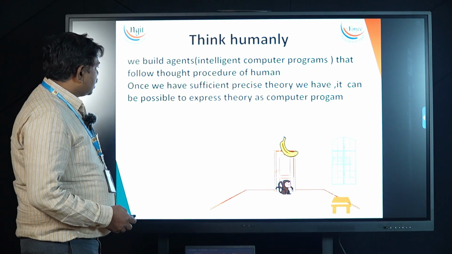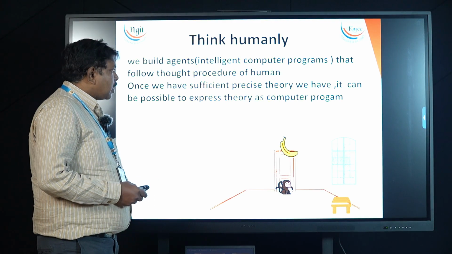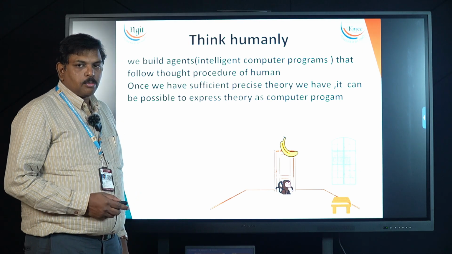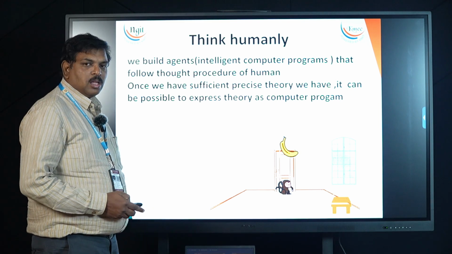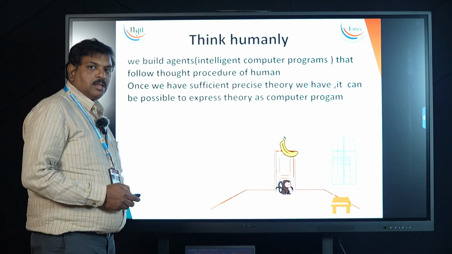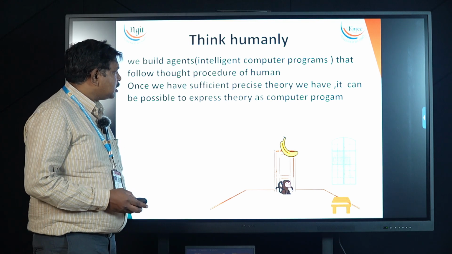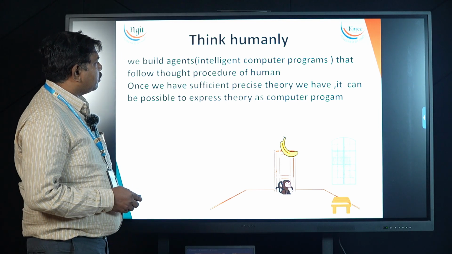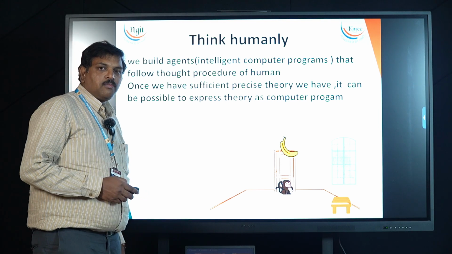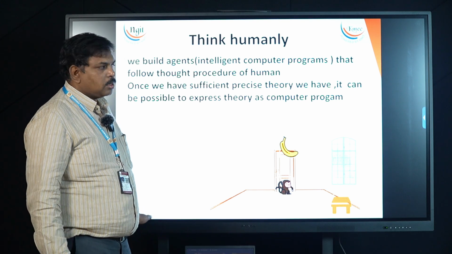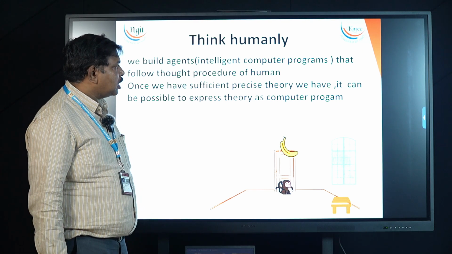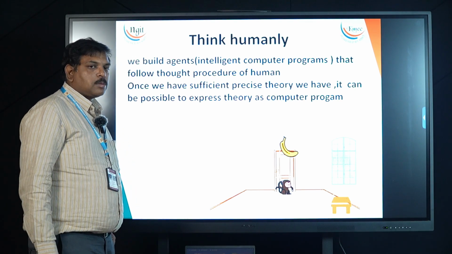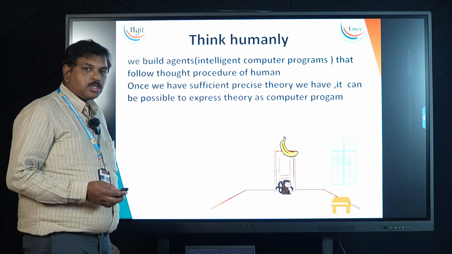So, if you have a sufficiently precise theory and we can express it as a computer program, meaning these four things like learning, using logic, reasoning, decision making, if we tell them in a sufficiently precise theory, we can convert it into a computer program. So, thinking humanly basically focuses on the cognitive skills of a human being, the cognitive science of a human, how they think. That is the main procedure we have to consider. These programs always follow the thought procedure of humans.